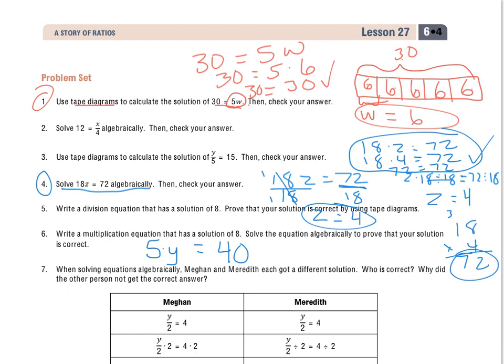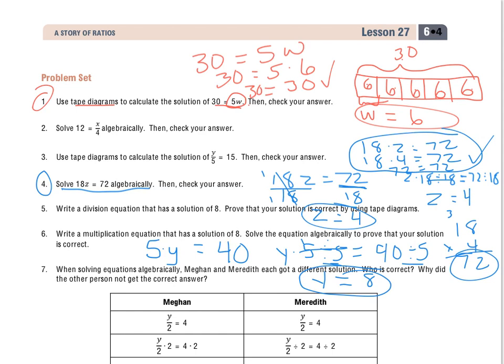So now if I divide by 5 algebraically, y times 5 divided by 5 equals 40, and I divide by 5 on both sides, because if I divide by 5 on one side, I have to do it on the other. I know these cancel out or make 1, and 1y is the same as y. So y equals 40 divided by 5, which is 8. And then I could show my check for sure. But that's what they mean when they say write a multiplication equation that has a solution of 8.